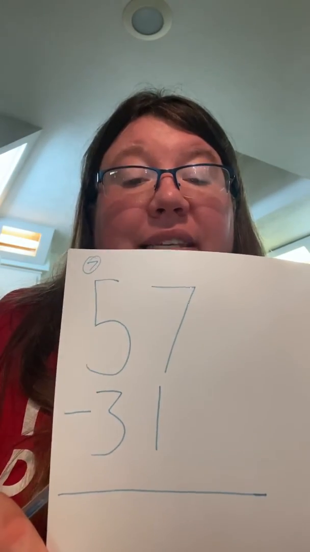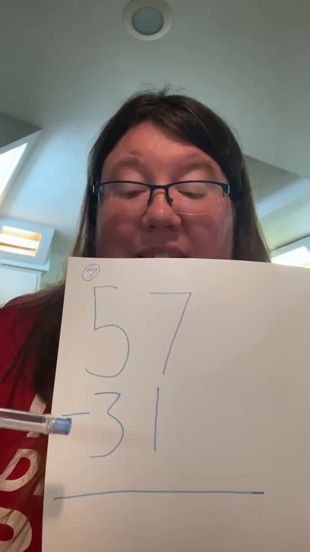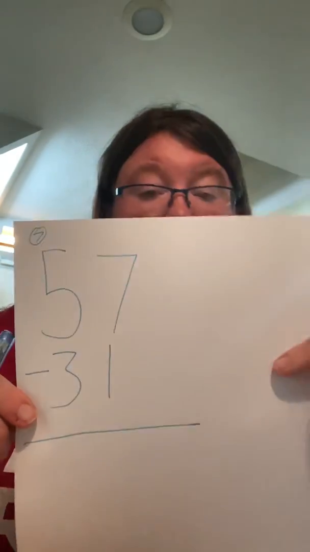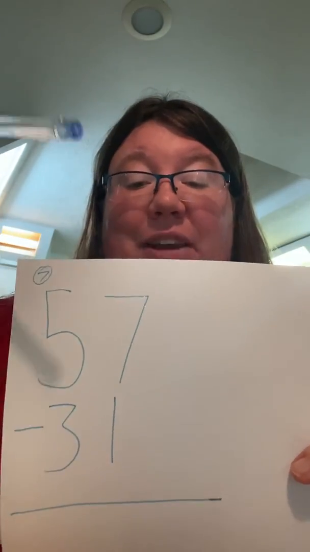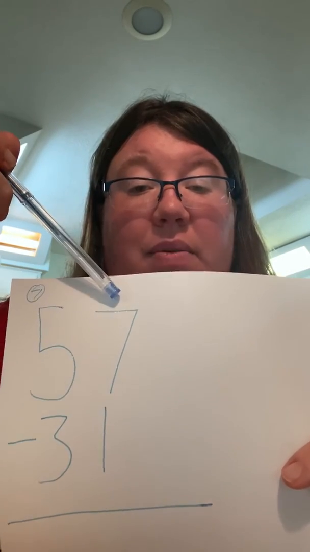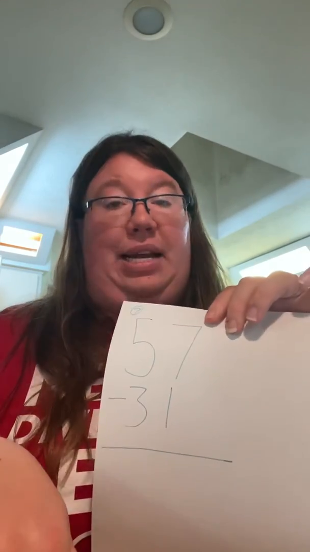So we have this here. Here's our problem. He started off with 57 and he spent 31 of them. How many does Jadian have now? Well, let's start with our ones column. We have 7, take away 1. If I have 7, can I take away 1? Yep. 7 take away 1 is 6. And we don't need to borrow.